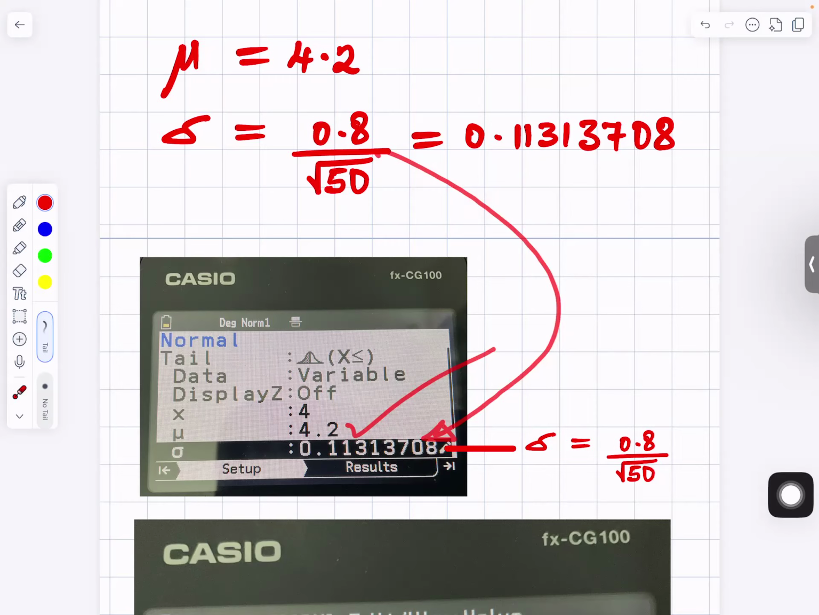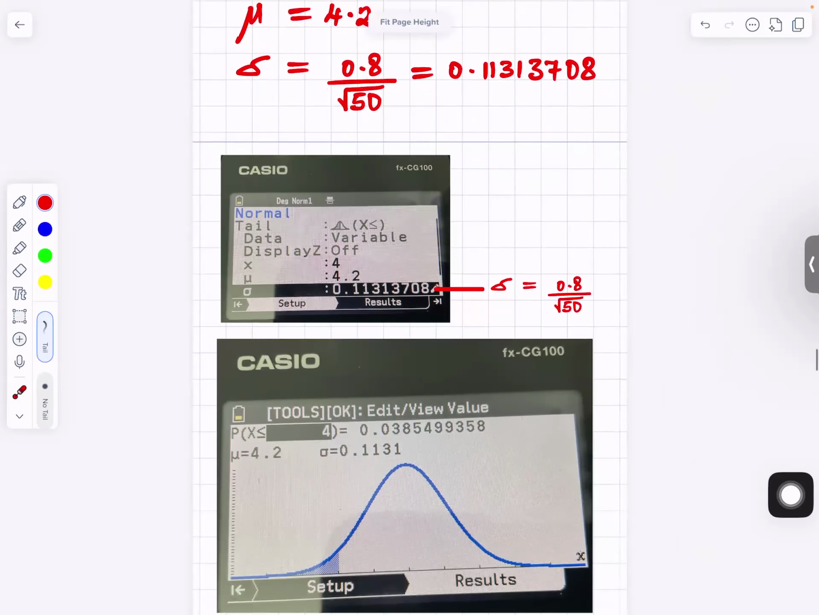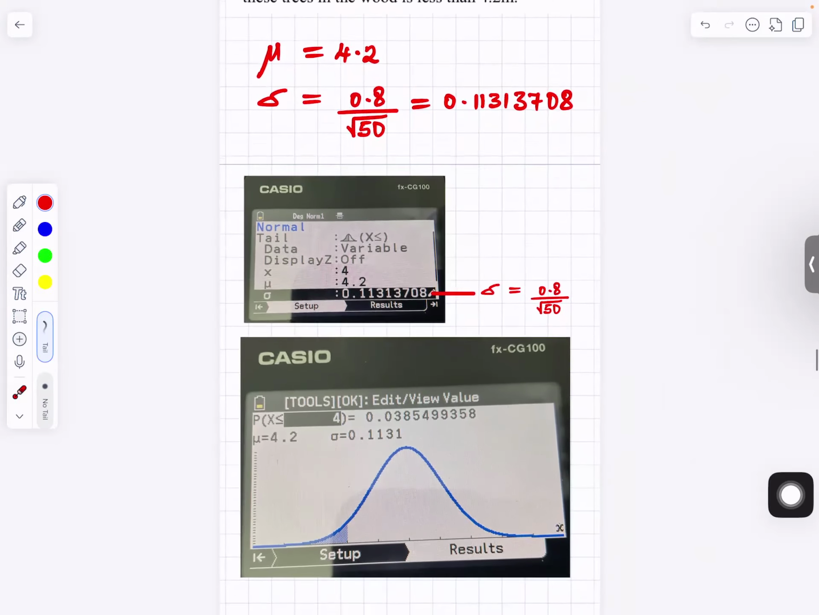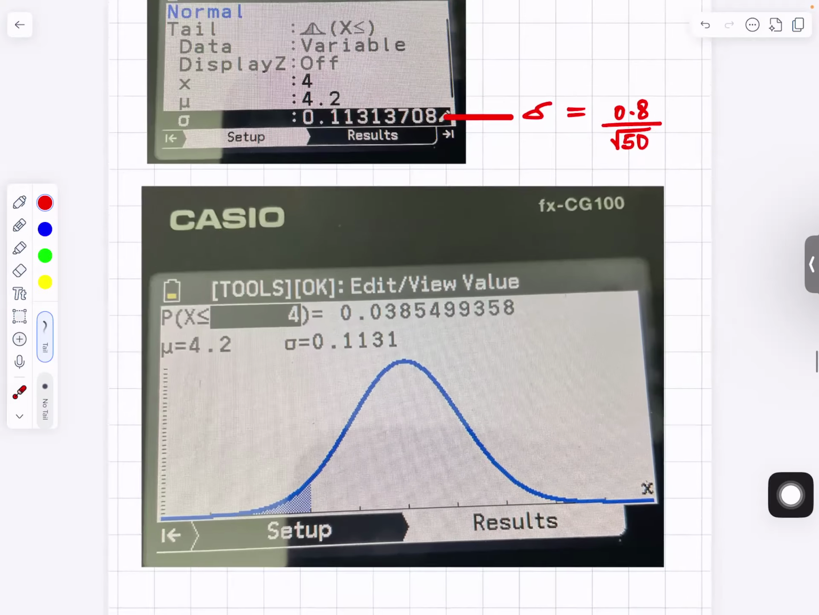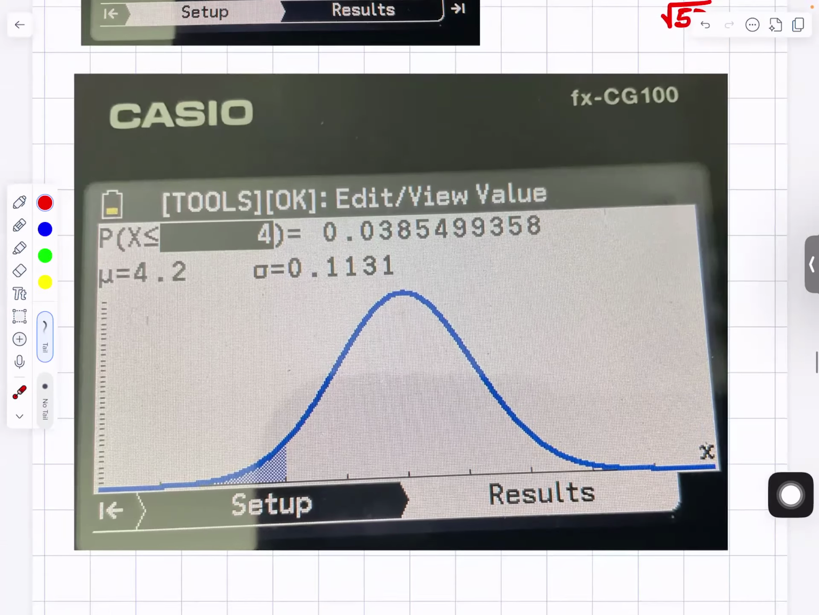And then you want to find the probability less than 4. And then you press execute. It will give you this answer, 0.03854. I always take the first 4 decimal places. I want to get as accurate as possible. If I'm crazy, I just write all of it, and then I'll round it up.